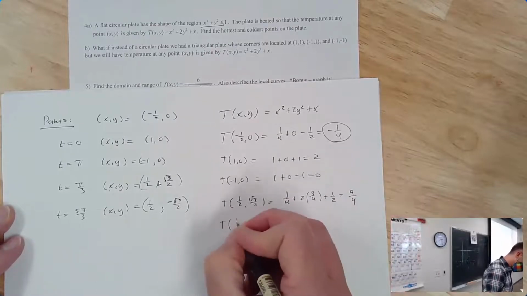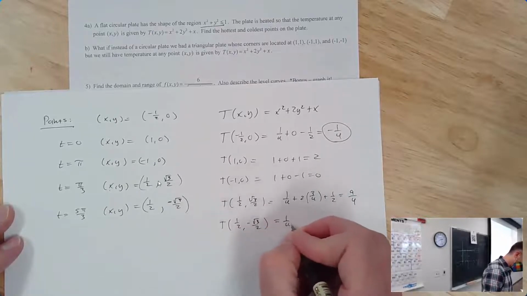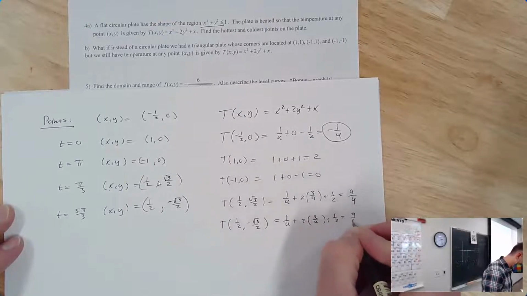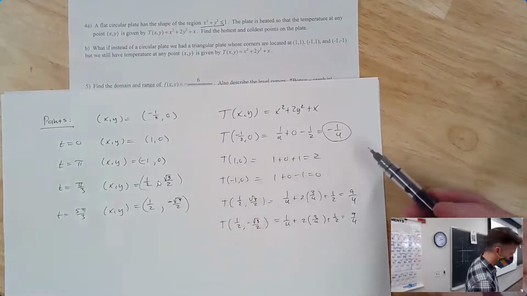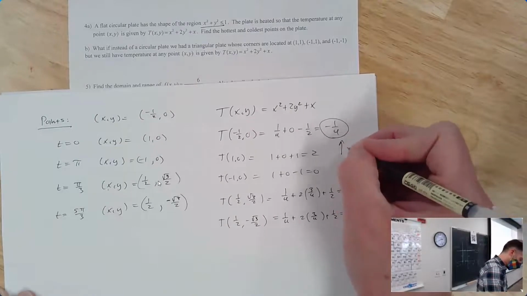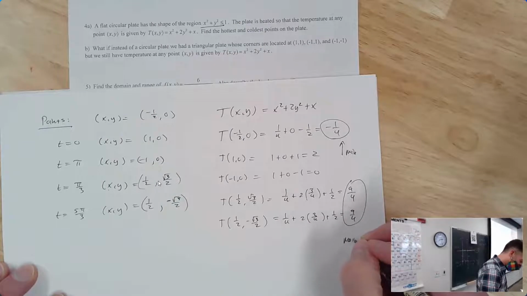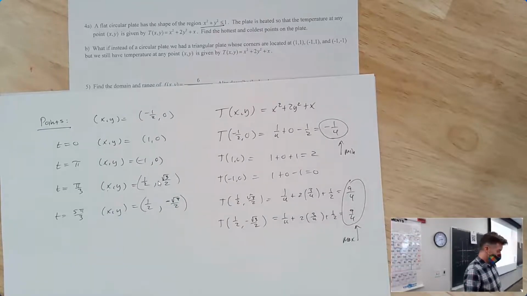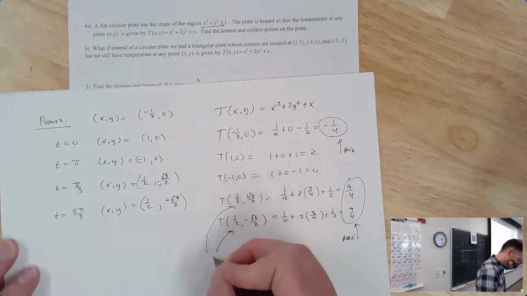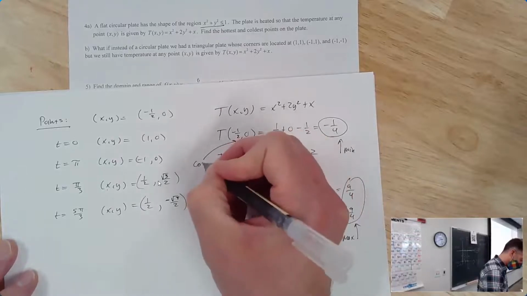And finally, this one actually gives you the same value, because you get 1/4 plus 2 times still positive 3/4 plus 1/2. I didn't circle that one for any good reason, other than I was just circling the first one, but it actually does happen to be the minimum value. So that is the least value. And these are both the most values. So the plate is the hottest at these points. And the plate is the coldest at this point.